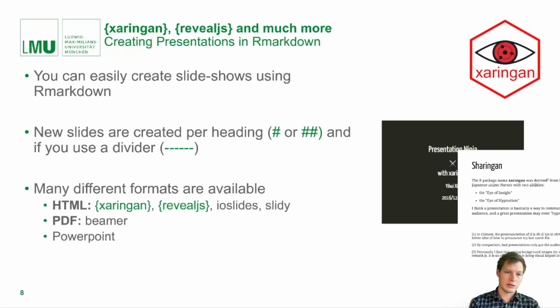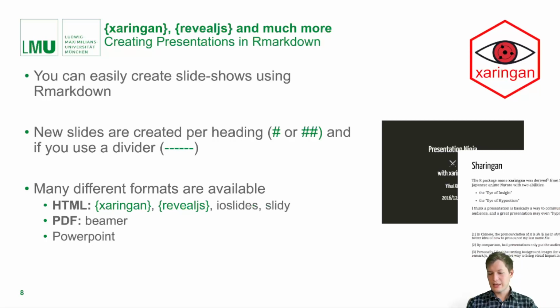And you can save everything in different formats. So actually Xaringan and Reveal.js, IO slides and Slidy, they're all different packages that support outputting to HTML, or at least different output formats, sorry. And you can also create PDF slides using Beamer, and you can even create PowerPoint slides.